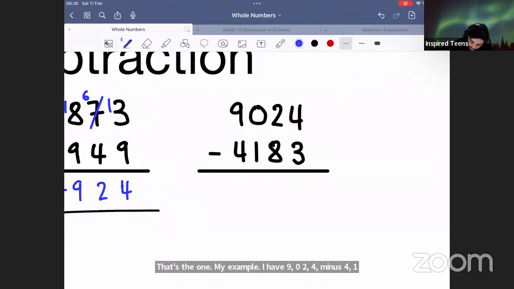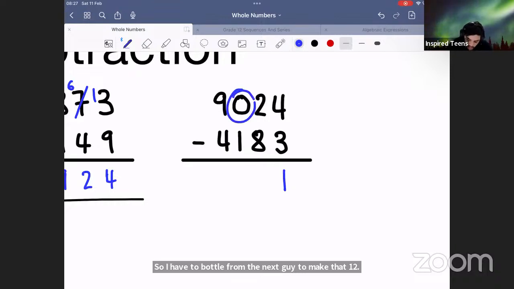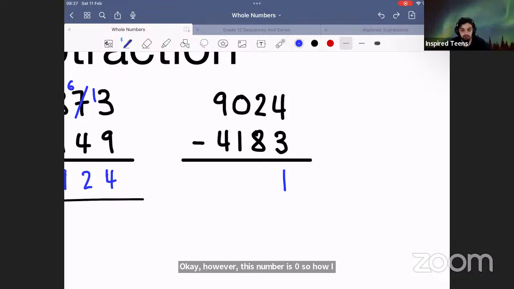So initially I have 4 minus 3, which is 1. Now I have 2 minus 8, so I have to borrow from the next guy to make that 12, okay? However, this number is 0, so I can't really borrow anything from 0. It's impossible. 0 is nothing.